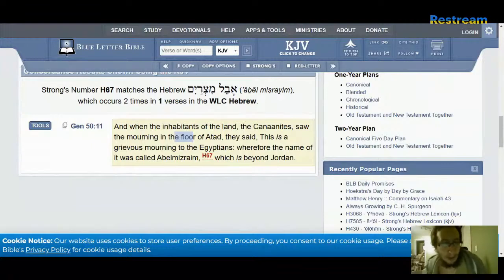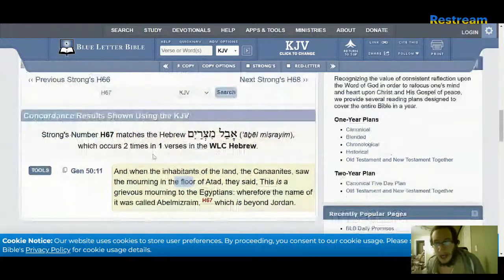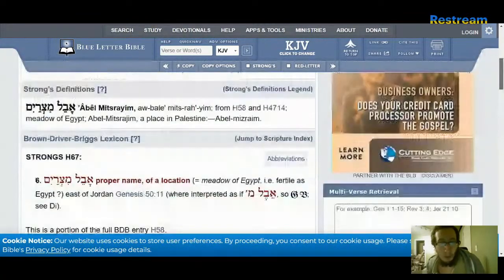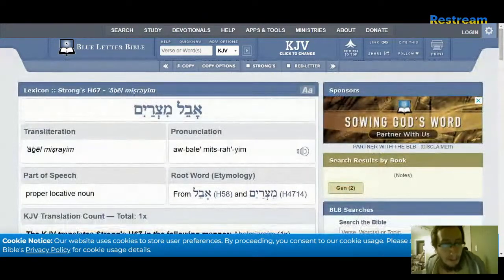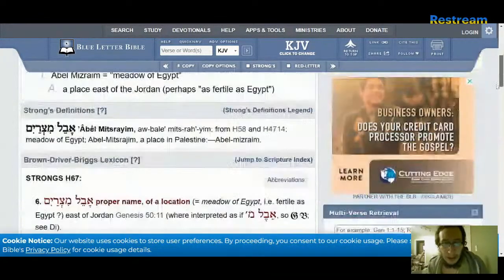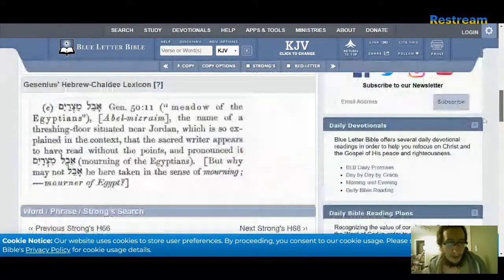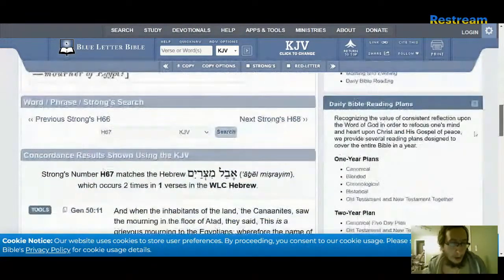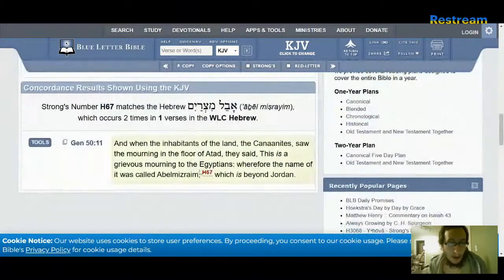This is just plainly not correct, because Abel does not mean mourn. It means meadow, the meadow of Egypt. But later scholars or later scribes thought this meant mourning. So when Jacob was being mourned for, they thought, well, this is why it's named Abel Mitzrayim, because they were mourning. But that's not true at all. So this is a later addition by the scribes. That's inaccurate. That's not what the name means at all.